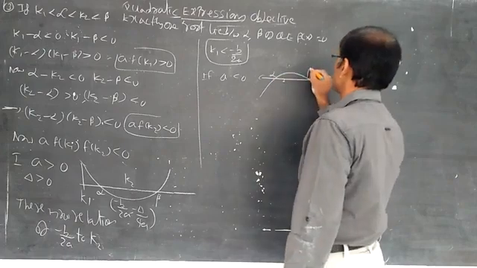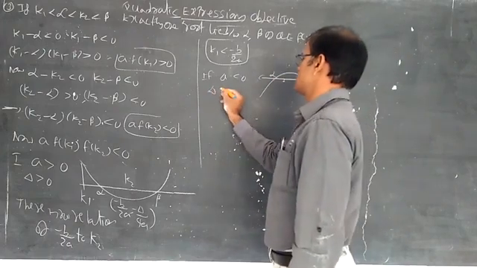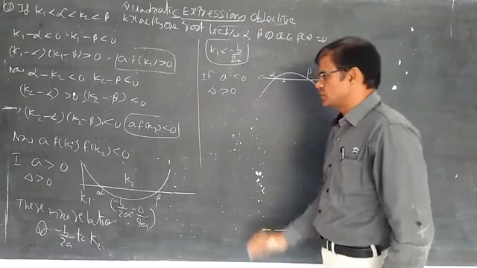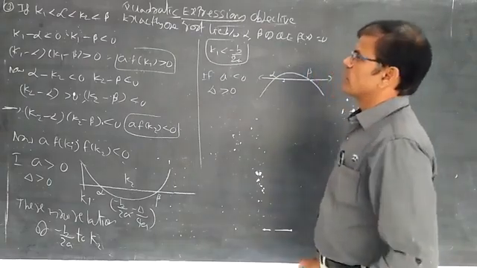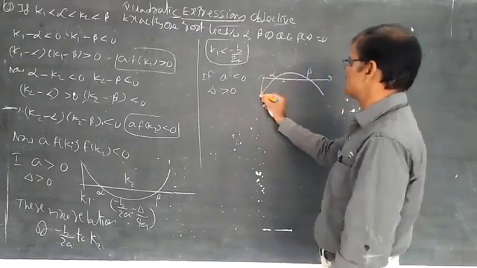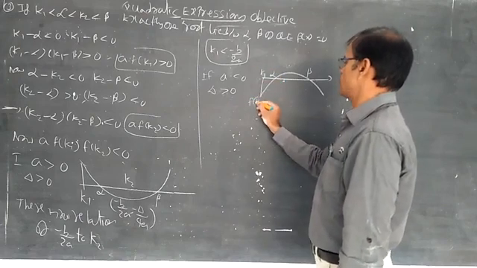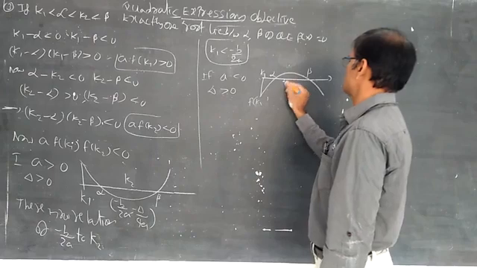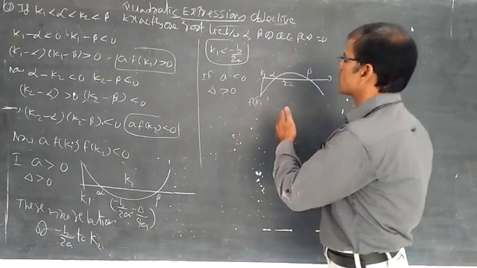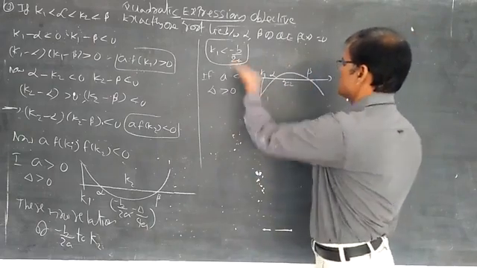Put here alpha and put here beta. Alpha and beta are distinct roots, so delta greater than 0 you can write. What we have discussed: k1 less than alpha. This is k1. This is f of k1. Put here k2. So k1 is greater than here. That is the concept. Same concept.